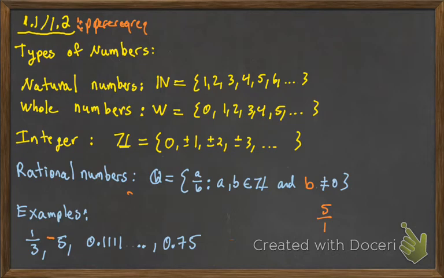Now, every natural number will be a whole number, every whole number will be an integer, and every integer will be a rational number. So we have sort of a hierarchy there. Not every whole number is a natural number because 0 is a whole number, but 0 is not a natural number. So you got to be a little bit careful there.